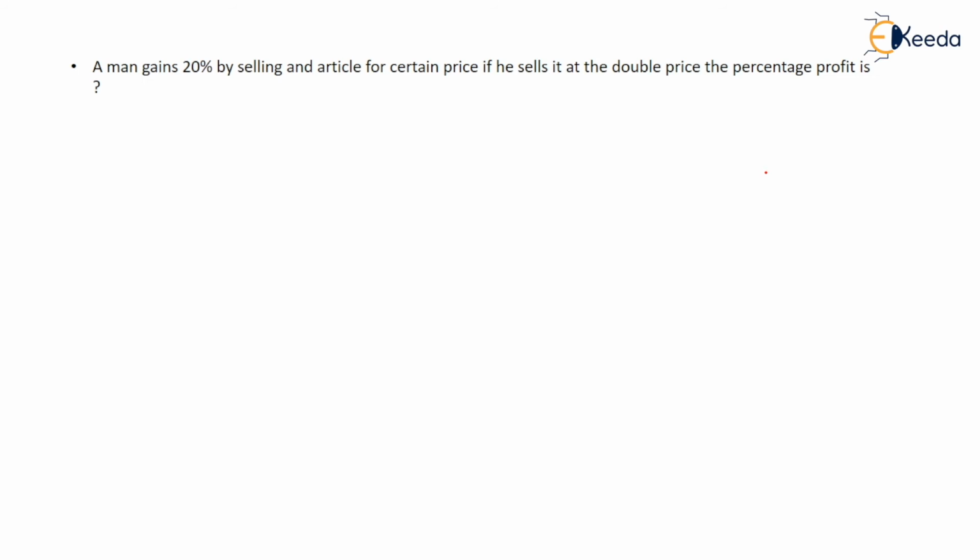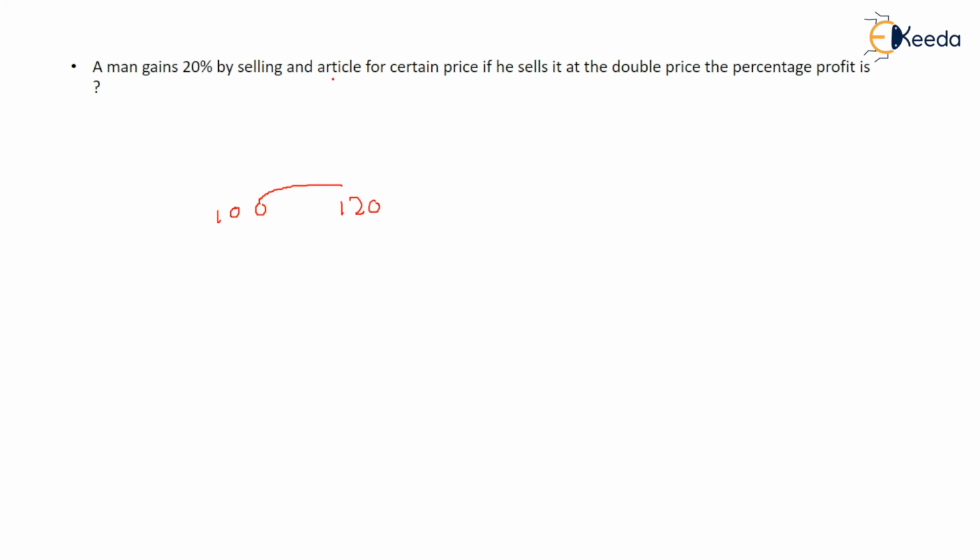A man gained 20% by selling an article for a certain price. If he sells it at double the price, the profit percentage is? Again, very simple question. Suppose 100 rupees is the price of the article. A man sold it at 20% profit, means 120 rupees he is selling it, right?